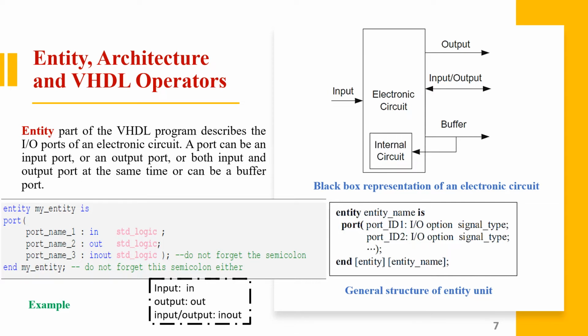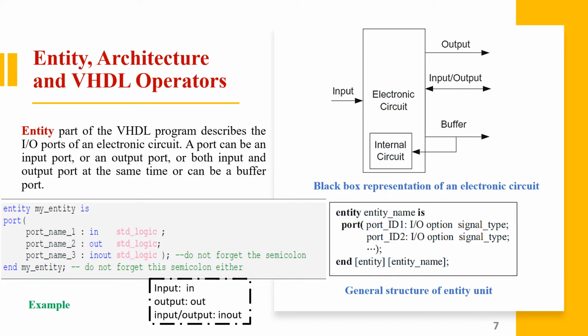As you can see, write entity, after that the name of the entity, and after that write is. In the next line, write port between two parentheses. You have to define your ports: the name of the port, declare input or output, and the type of the port, std_logic or any other. And after that, write end. After end, write the name of the entity.